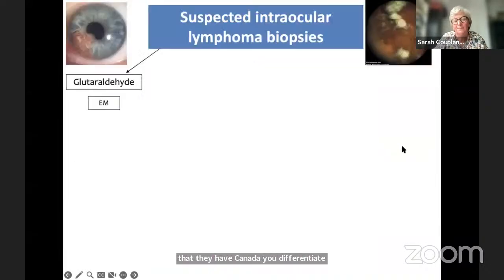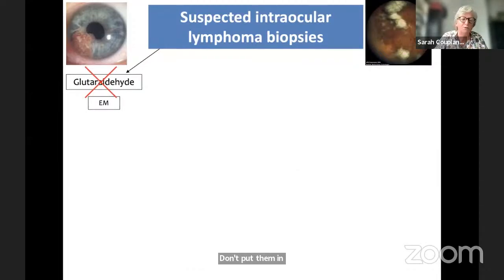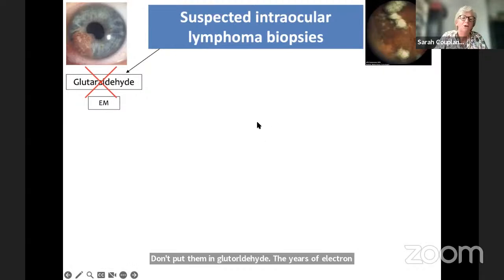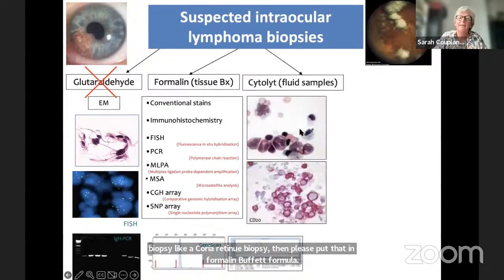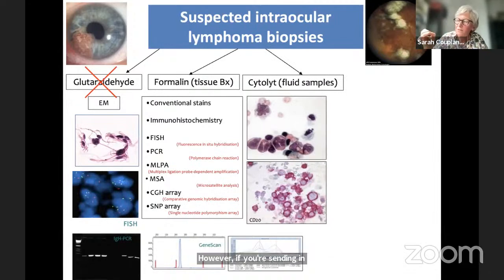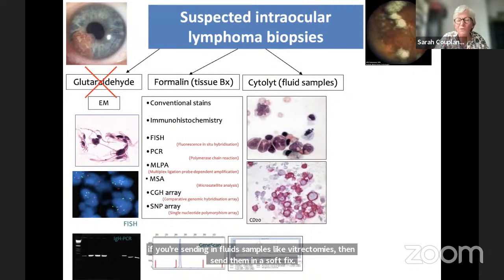A plea from a pathologist is when you're sending in intraocular samples, don't put them in glutaraldehyde. The days of electron microscopy for the diagnosis of tumors within the eye are really gone. If you are sending a tissue biopsy, like a chorioretinal biopsy, then please put that in formalin, buffered formalin. However, if you're sending in fluid samples like vitrectomies, then send them in a soft fixative such as Cytolyt or HOPE fixation.